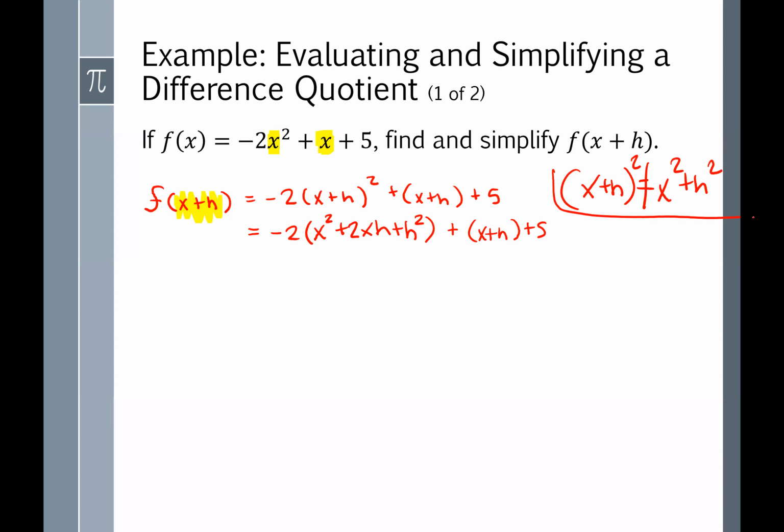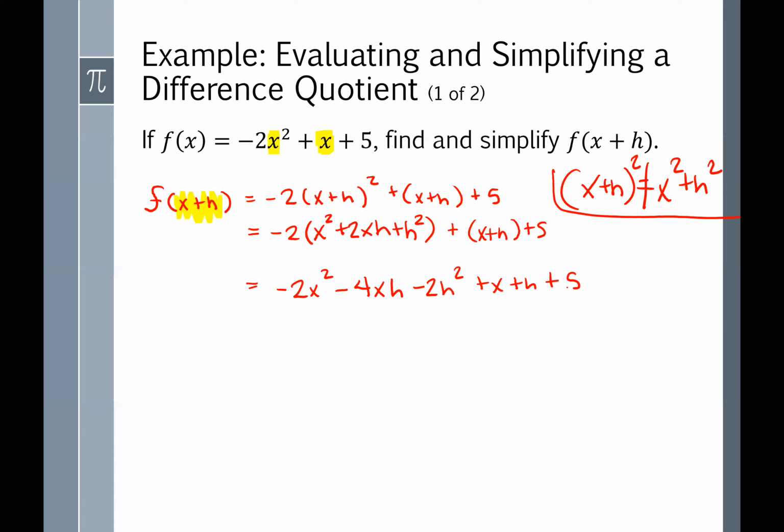Okay, now we're going to distribute the negative 2 across. So I have negative 2 times x squared. Negative 2 times 2xh is negative 4xh. Negative 2 times h squared is negative 2h squared, plus x plus h plus 5. And there are no terms that I can combine when I do this. So the first step is just to evaluate the function at x plus h.